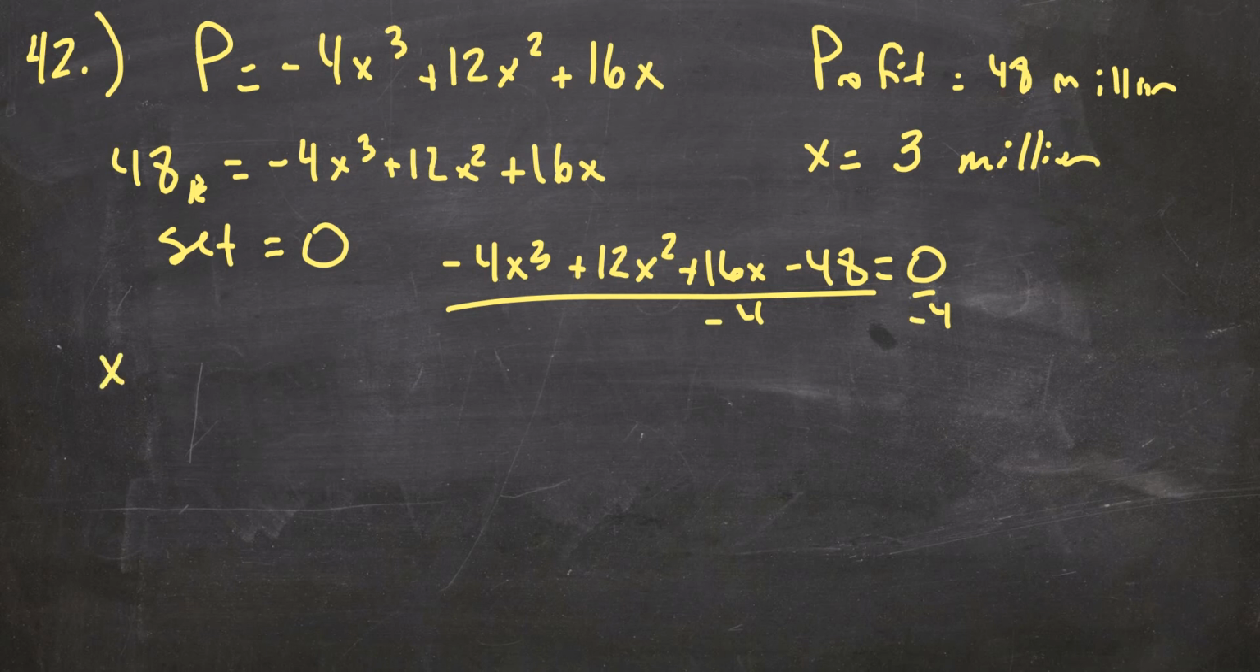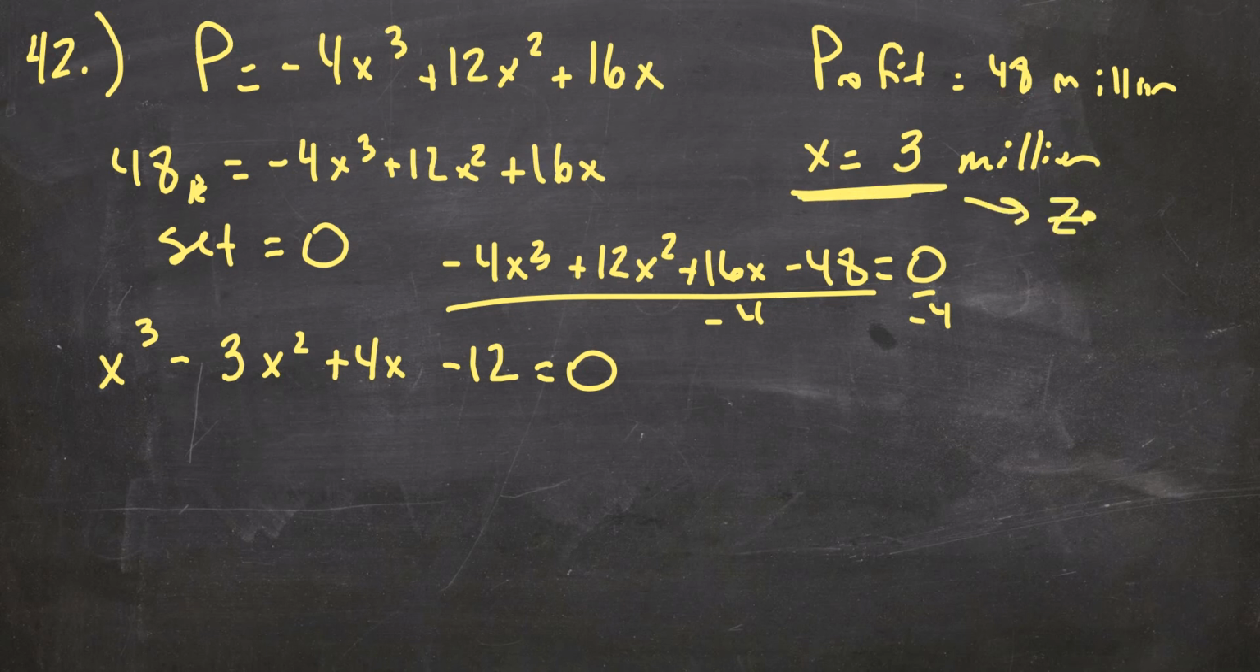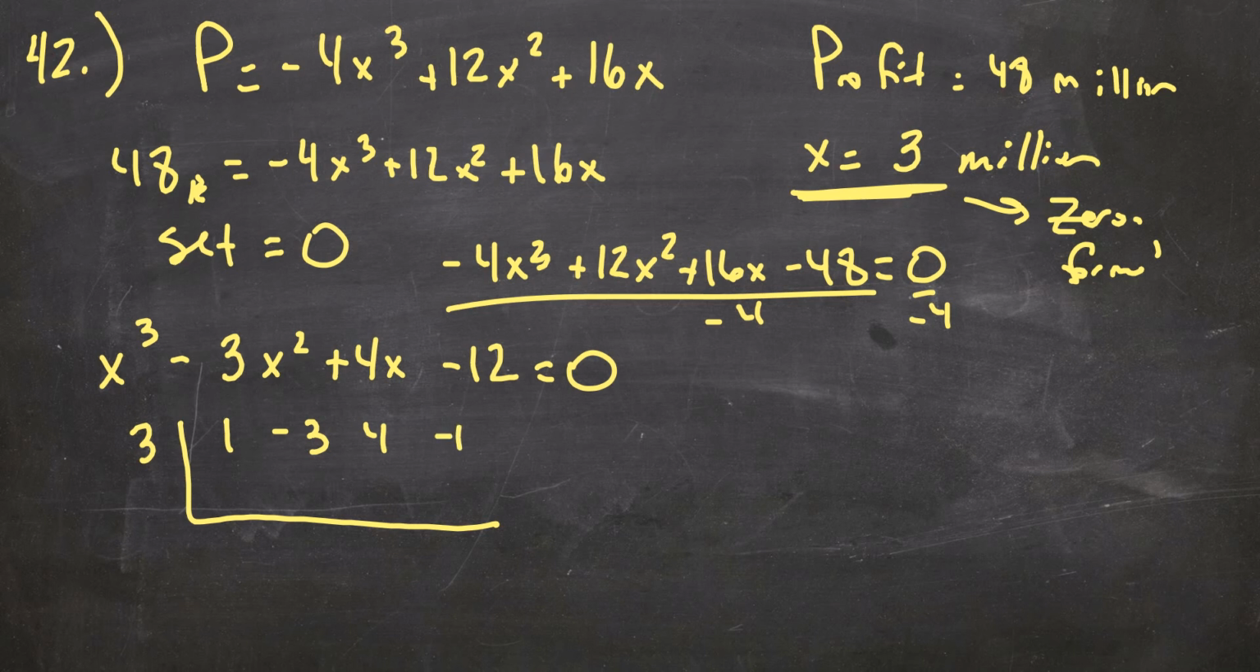I end up with x cubed minus 3x squared plus 4x minus 12 equals 0. That's 0 form. So they already gave us one solution. Basically it's the same, find another solution. So I know that if I use this, I'm going to put 3 outside, I'm going to put 1, negative 3, 4, and negative 12 on the inside. I put a 0 here. 1 times 3 is 3, I get 0.